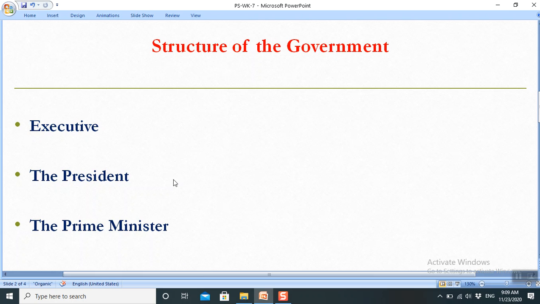This is all the background of the structure of government. I hope you have understood. Well, in the next videos, we will explain the pillars of the state one by one.